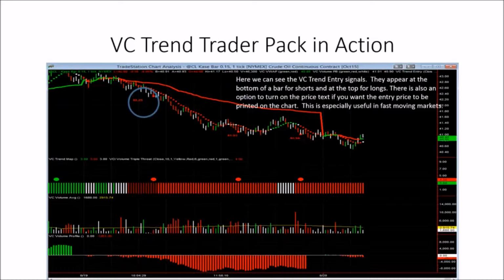Here we can see the VC trend entry signals. They appear at the bottom of the bar for shorts and at the top for longs. There is also an option to turn on the price text if you want the entry price to be printed on the chart. This is especially useful in fast-moving markets.